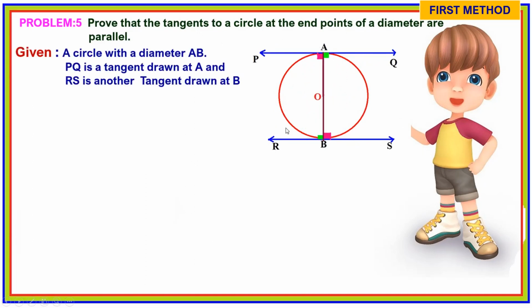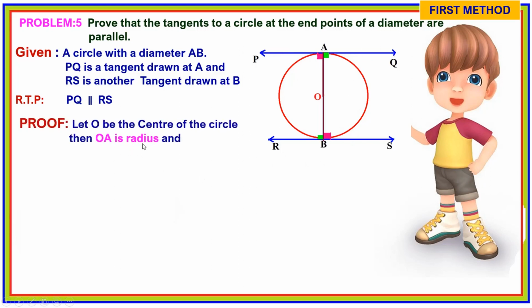Given a circle with a diameter AB. This is diameter AB. PQ is a tangent. This is one tangent, and RS is another tangent. The diameter end point is A, another end point is B. Here is one tangent, here is another tangent. We have to prove PQ is parallel to RS. These two lines are parallel.